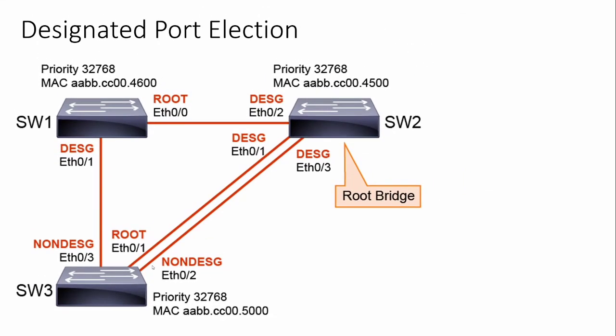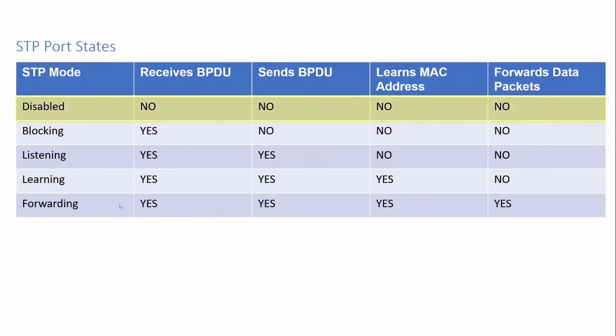Now, talking about these port states, there are 5 possible port states: disabled, blocking, listening, learning, and forwarding. And all of these port states will have different ways that they handle receiving or sending BPDUs. Will it learn MAC addresses? And then ultimately, will it forward data packets? Now, a port that is disabled is administratively shut down, and it will do nothing. So it will not receive or send BPDUs, learn MAC addresses, or forward data packets.